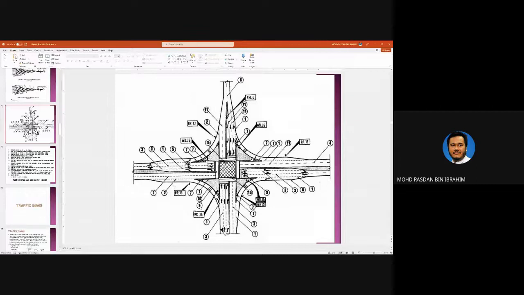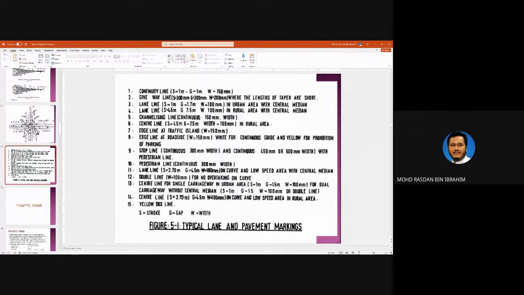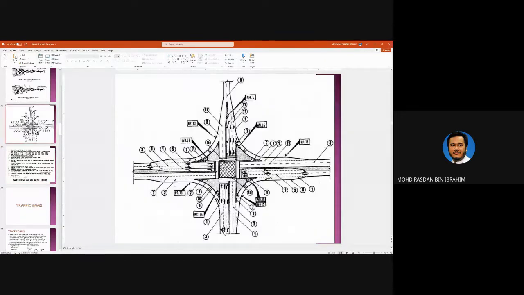Number 9 and number 10. So number 9 is the stop line, and number 10 is the pedestrian line. Continuous, 300 mm width. Okay, so you can refer to this diagram to see how the lines are being used.